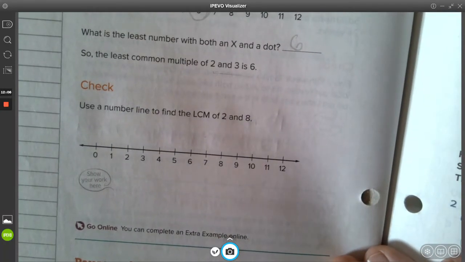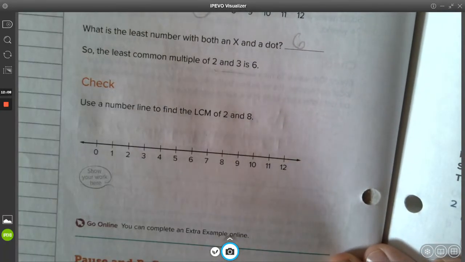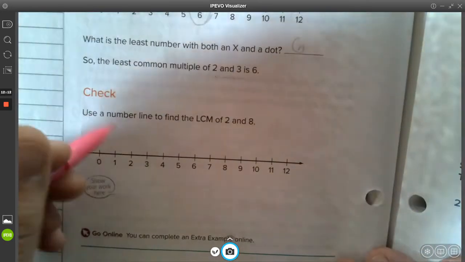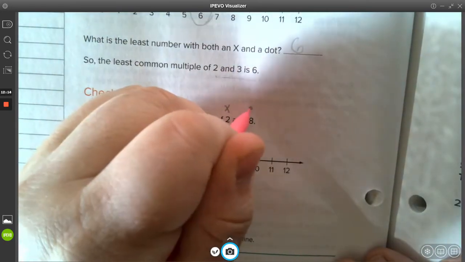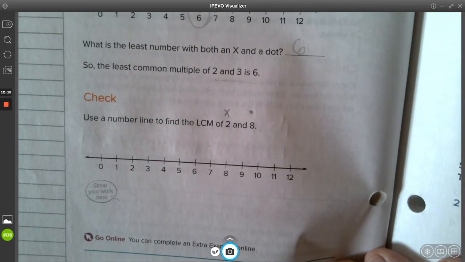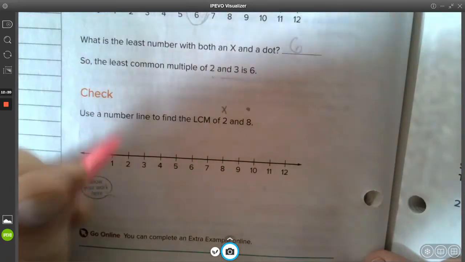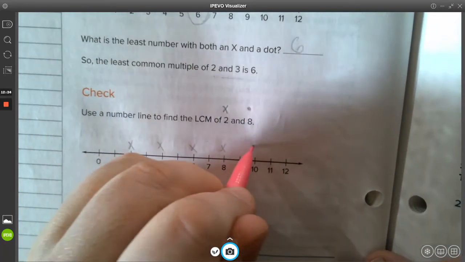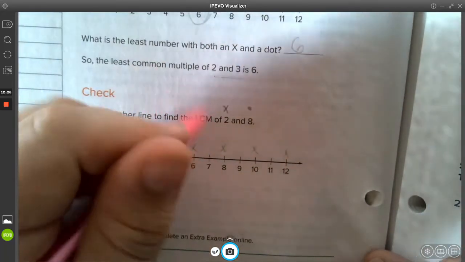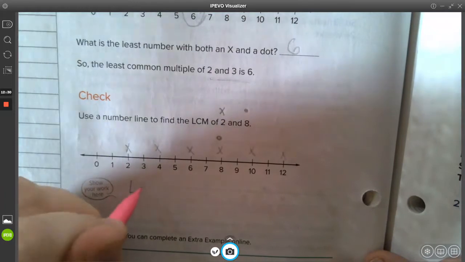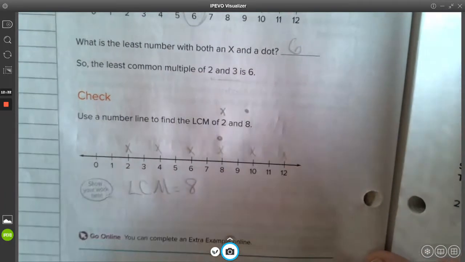Okay, go ahead and use your pause here to find the least common multiple of 2 and 8. 2, we're going to use as an X. 8, you can use as a dot. Go ahead and pause and find your answer here. All right, so you should have put X's over 2, 4, 6, 8, 10, and 12. 8, we would put a dot at 8. So what is the least common multiple? The LCM is 8.